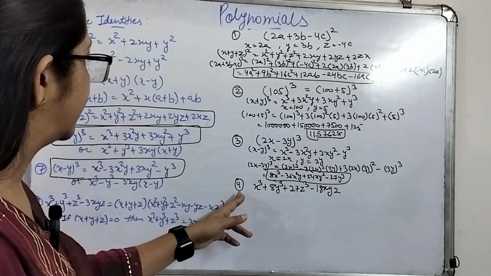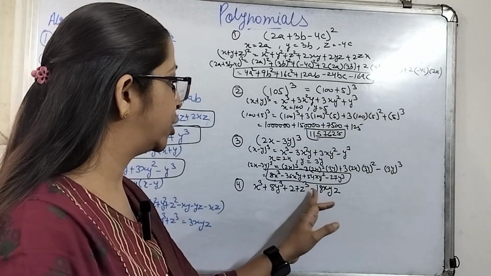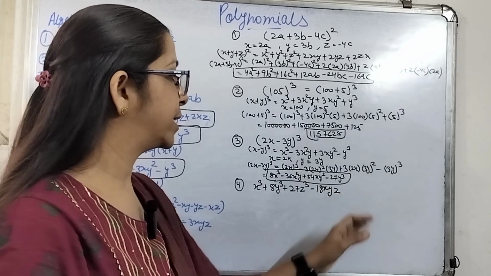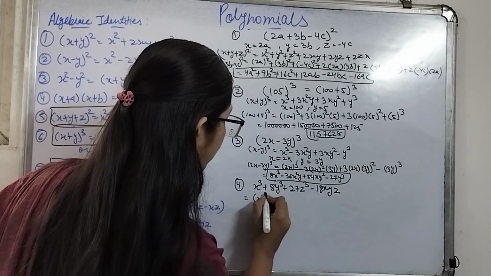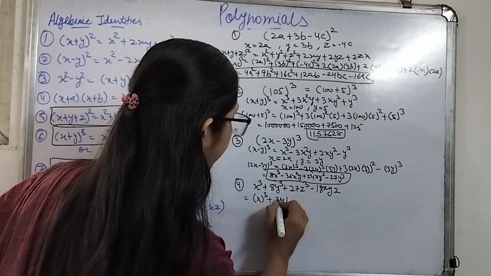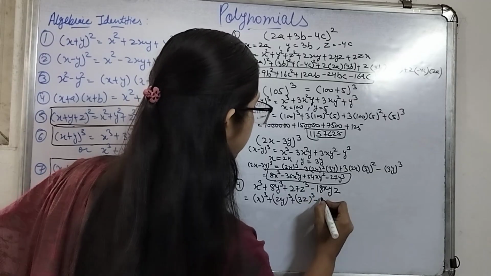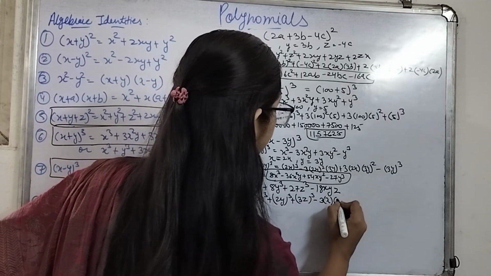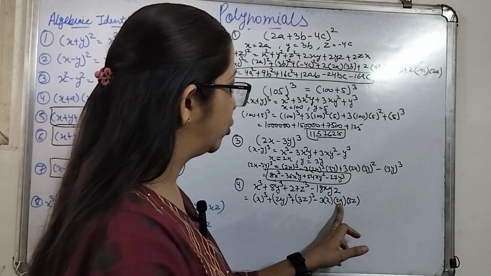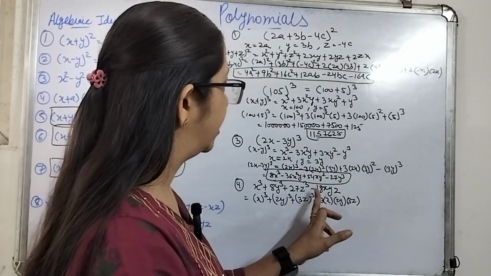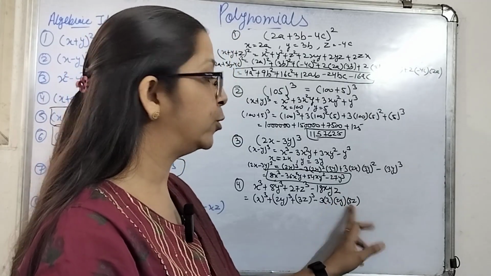Now let's see the last question: x cube plus 8y cube plus 27z cube minus 18xyz. See over here, this can be written as x whole cube plus 2y whole cube plus 3z whole cube minus 3 multiplied by x multiplied by 2y multiplied by 3z. If we multiply these, 3 multiplied by 2 will be 6 and 6 multiplied by 3 will be 18. So minus 18xyz can be written as minus of 3 into x into 2y into 3z.